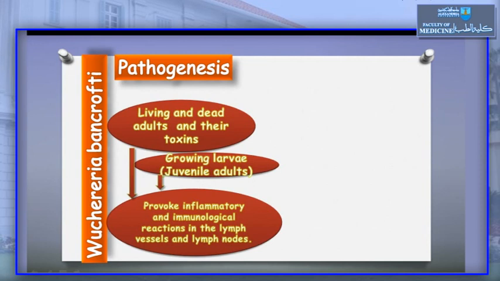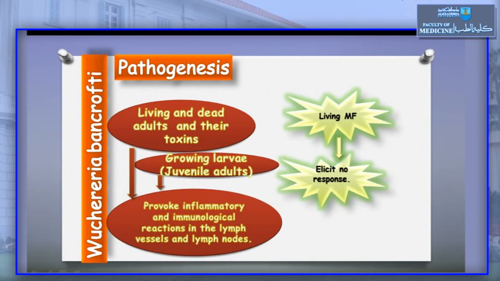Inside the human body, as we see here, pathogenesis can be due to either living or dead adults. So the main pathogenic stages of Wuchereria are the living and dead adults with their toxins, and the juvenile adults or the growing larvae, as they provoke inflammatory and immunological reactions in the lymph vessels and lymph nodes. Regarding living microfilariae, they elicit no response at all.